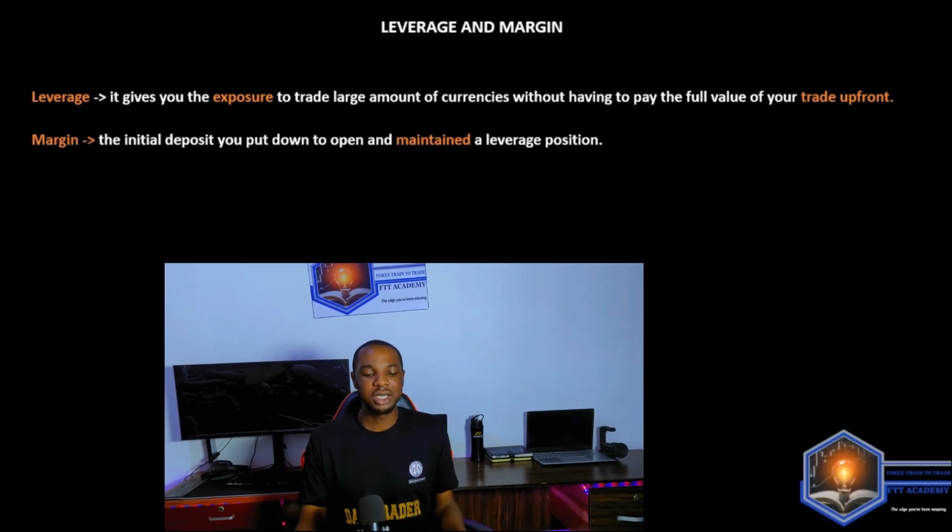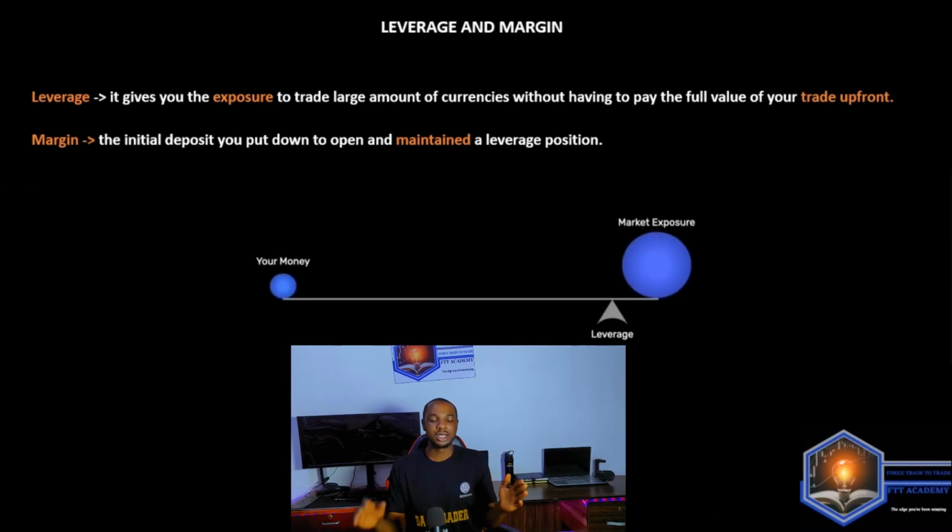So what is margin? Margin is the initial deposit you put down to open and maintain a leveraged position, which means it's the initial money you put into a specific trade to manage that trade. The remaining money is offered by leverage, and that is offered by the broker. So let's try to use an example here.